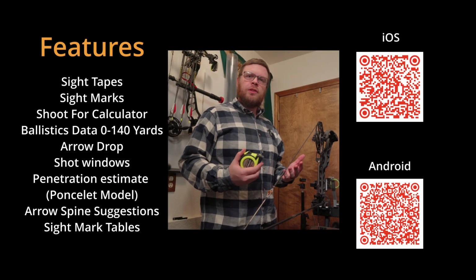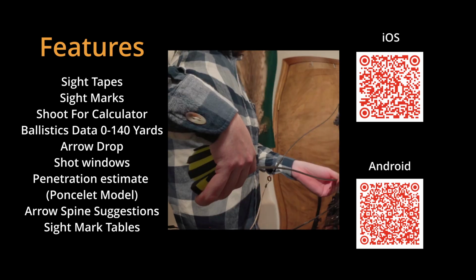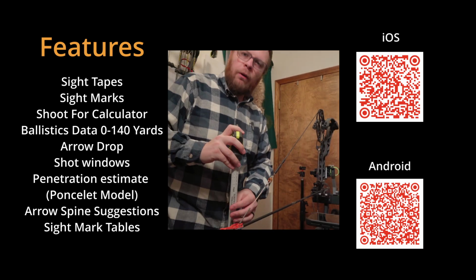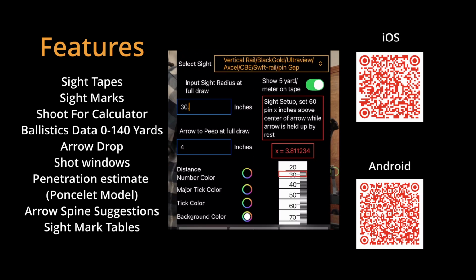Pro Archery Ballistics, where sight tapes are as easy as pin to peep, arrow to peep. Once you have those entered in the device, you're all set.